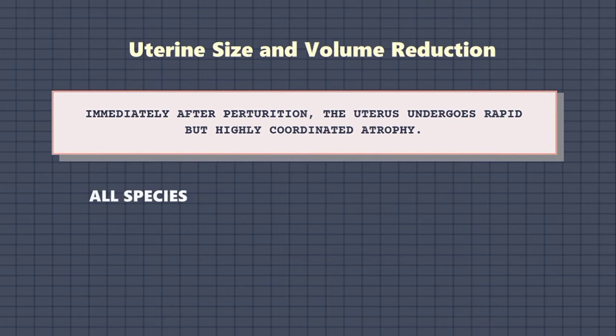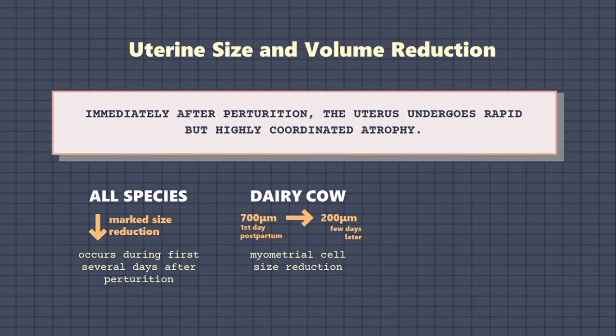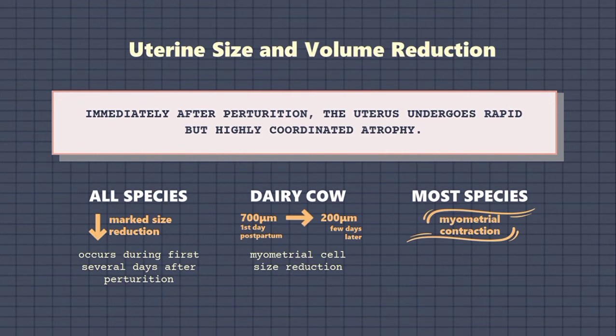In all species, marked size reduction occurs during the first several days after parturition. In fact, in the dairy cow, myometrial cell size decreases from 700 micrometers on the first day after parturition to 200 micrometers a few days later. In most species, myometrial contractions occur in 3 to 4 minute intervals for the several postpartum days. These strong, high-frequency myometrial contractions subside within several days. The exact time that these contractions stop depends on the species.